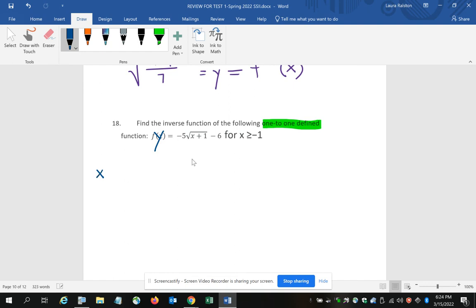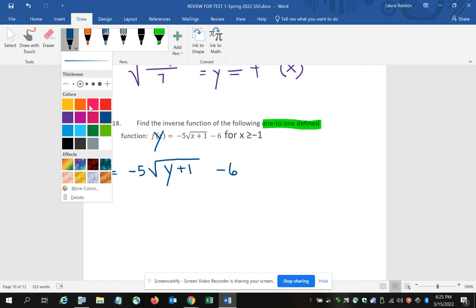So we would have x equals -5 times the square root of x plus 1, minus 6. Oops, I forgot to put my y in there, didn't I? Instead of x, that should be my y. Sorry about that. Forgot to interchange them. Okay, so I need to try to solve this thing for y. So I got to do some algebra.